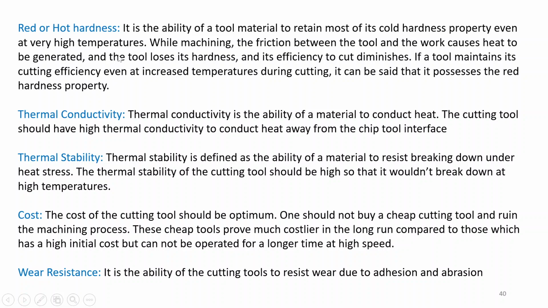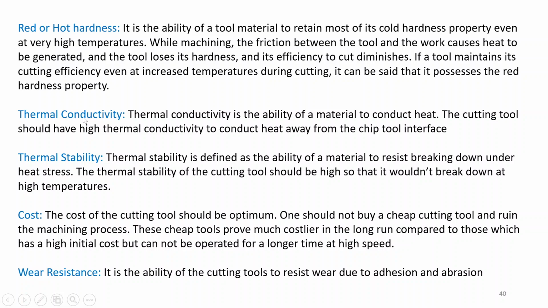So for example, in high speed cutting steels, cobalt is added for red or hot hardness. So there are some alloying elements that are added for this particular property.